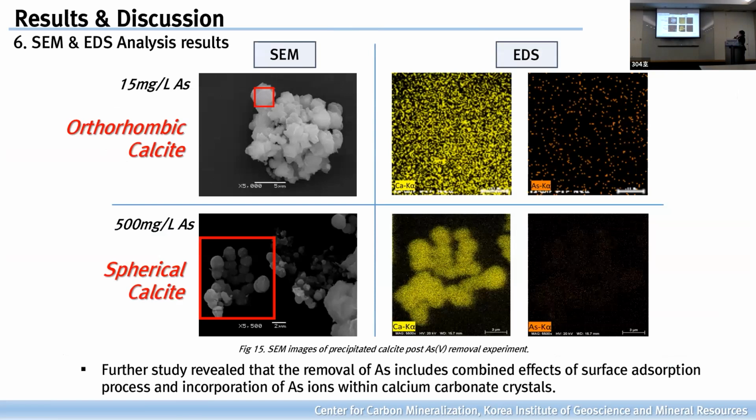This is the SEM and EDS analysis result. A lower concentration of arsenic resulted in orthorhombic calcite, but a high concentration of arsenic resulted in spherical calcite. So further study revealed the removal of arsenic includes the combined effect of surface adsorption processes and incorporation of arsenic ions within calcium carbonate crystals.